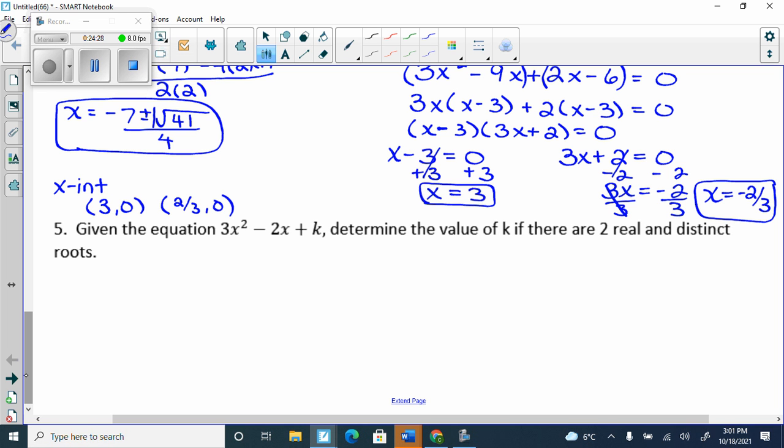So it says, given the equation 3x squared minus 2x plus k, determine the value of k if there are 2 real and distinct roots. So this is the donut question. 2 real and distinct roots. The moment I see that, I know that the discriminant, b squared minus 4ac, has to be what? Greater than 0. What's underneath the square root symbol has to be greater than 0.